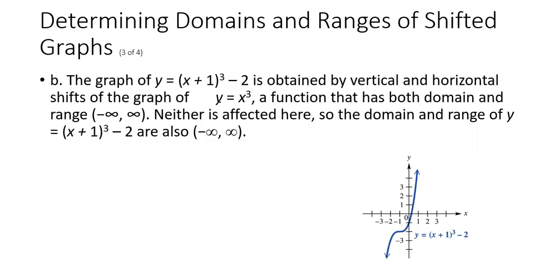So the second one, the graph of y is equal to x to the power of 3 is shifted down 2 units. And this is x minus minus 1, so shifted to the left 1 unit. This is my graph. As you can see, the domain and range of the function is still the same. It's going to cover all the x-axis and cover all the y-axis. Still would be from negative infinity to positive infinity.